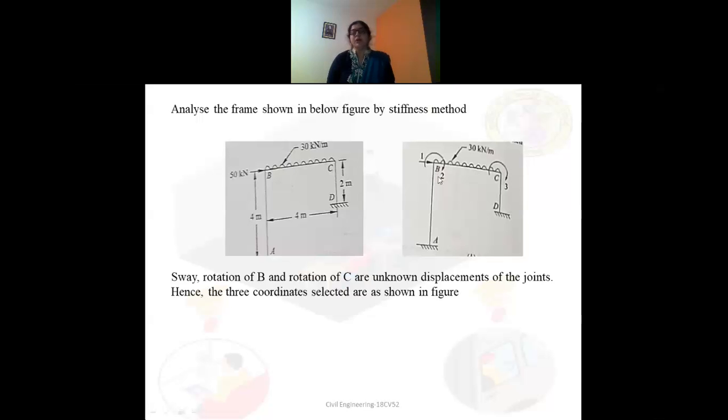That is at joint B one rotation, at joint C one rotation, and there is a horizontal translation. So I'll name it as 1. Sway and rotation of B and rotation of C are unknown displacements of the joints. Hence, 3 coordinates are selected as shown in the figure. So let me assume horizontal translation as coordinate 1, rotation at joint B as coordinate 2, and rotation at joint C as coordinate 3.